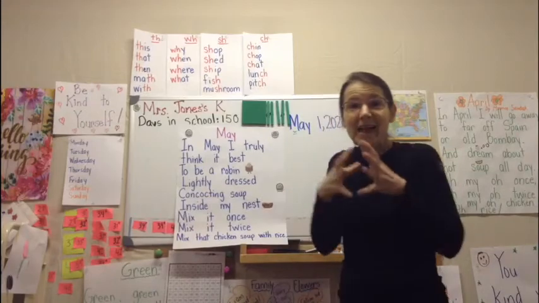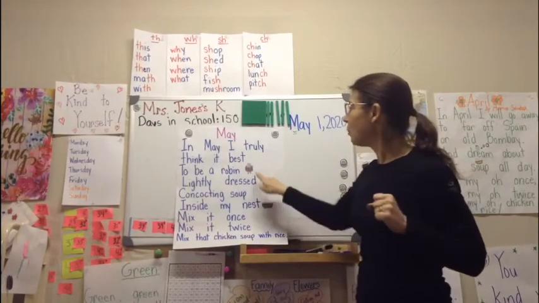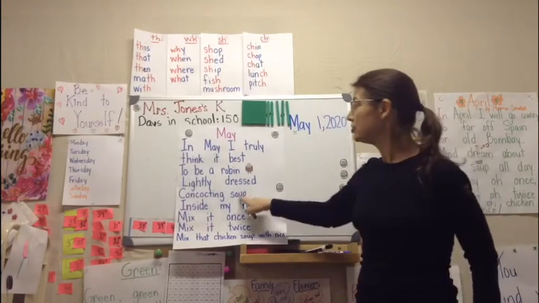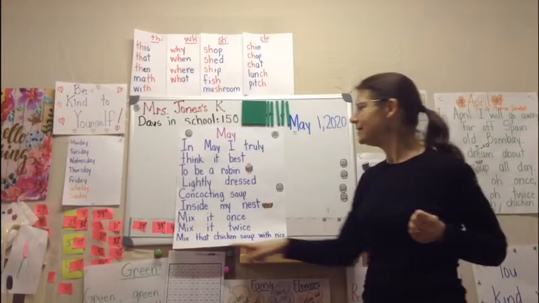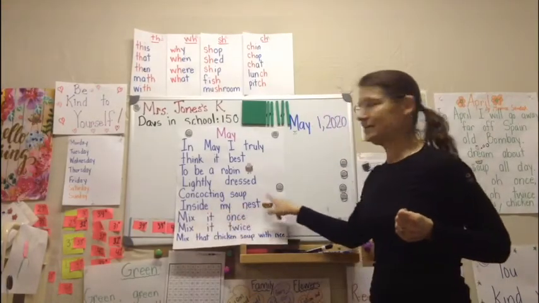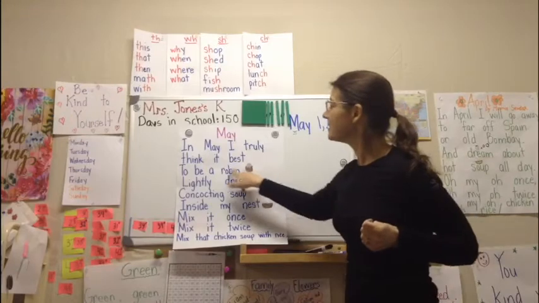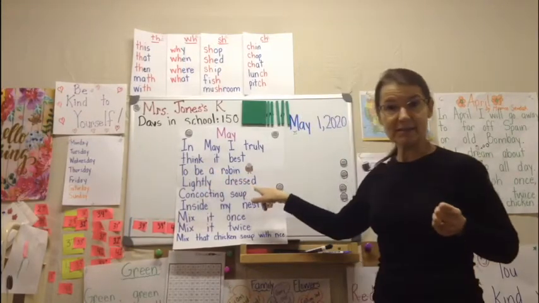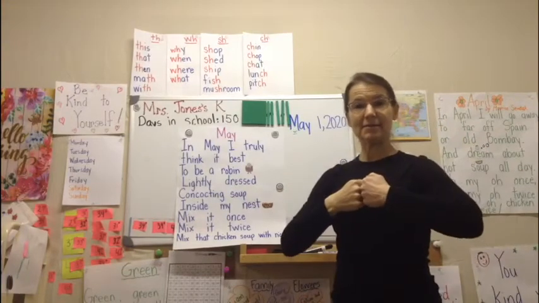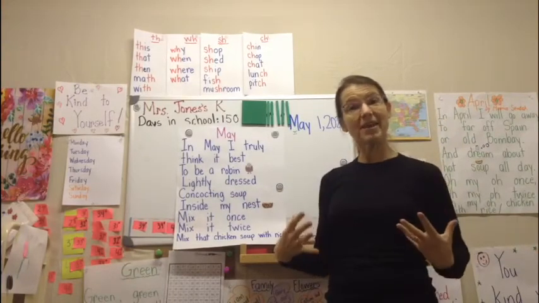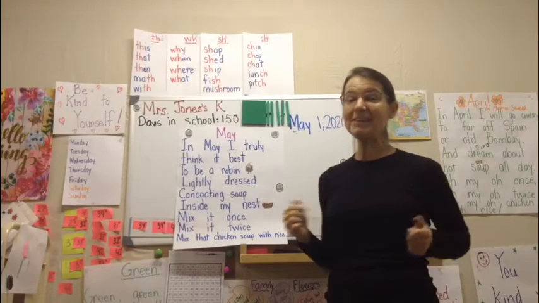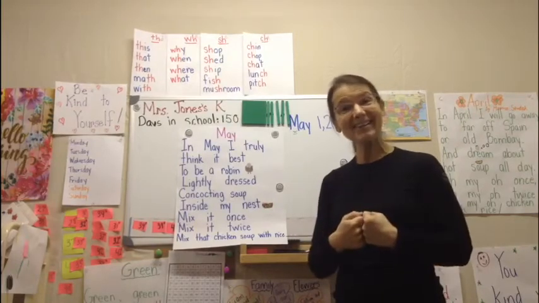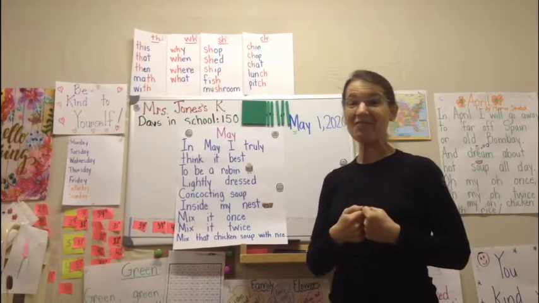Concocting means putting together, creating, concocting. What's the robin concocting? Soup. Where is he concocting it? Inside my nest. Let's look at this word right here. I think it best to be a robin lightly dressed. Lightly dressed. Does that sound like we're going to need our heavy coats? No, lightly dressed. Spring jackets probably coming out very soon if they haven't already.